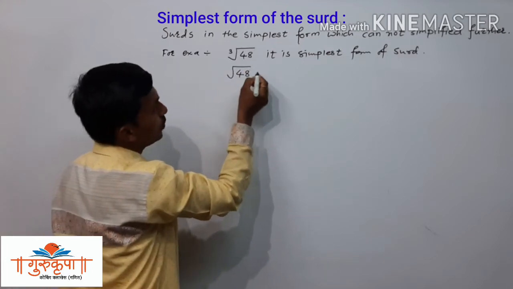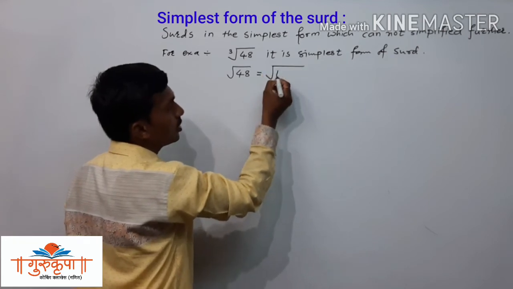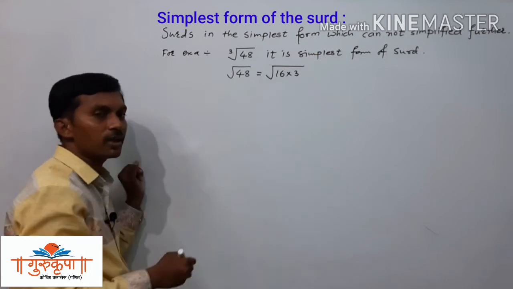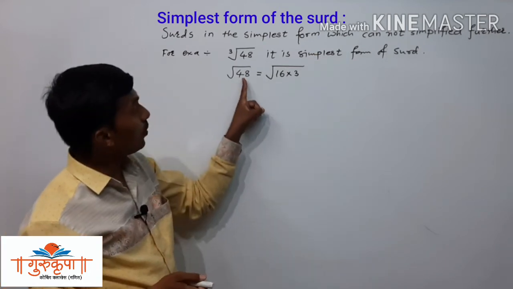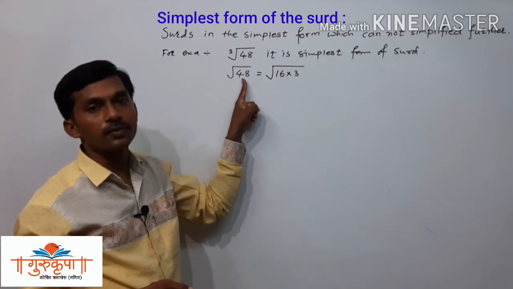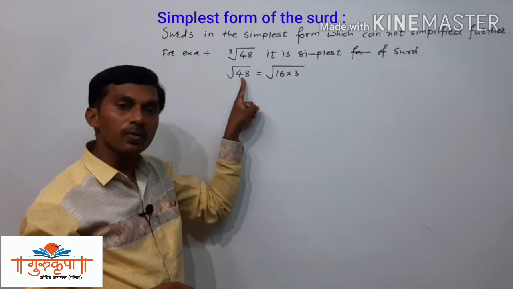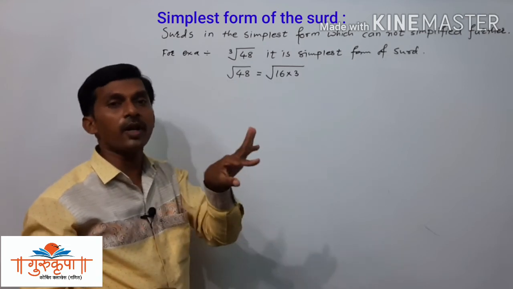See here, square root of 48. You can write this square root of 48 as 16 multiplied by 3. Why do we write 16 multiplied by 3 there? Since we have to find the factors of 48 such that the square root of any one factor should be possible to find.